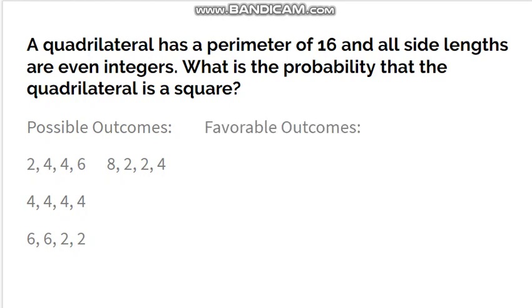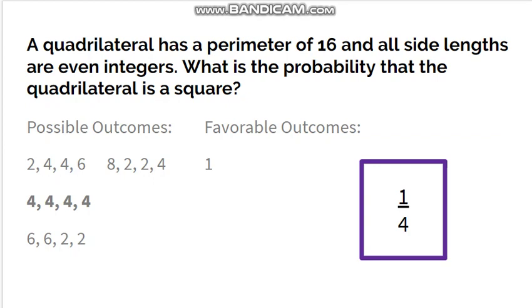So which of these are favorable outcomes so that the quadrilateral would be a square? There's only one because a square has to have all sides equal. So the probability would be 1 out of 4.